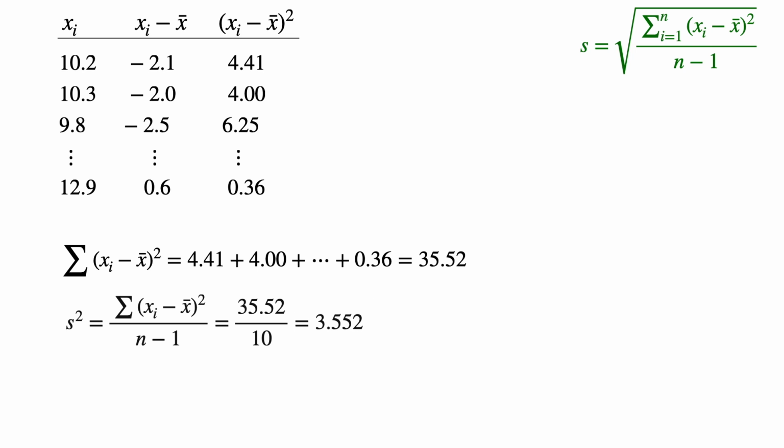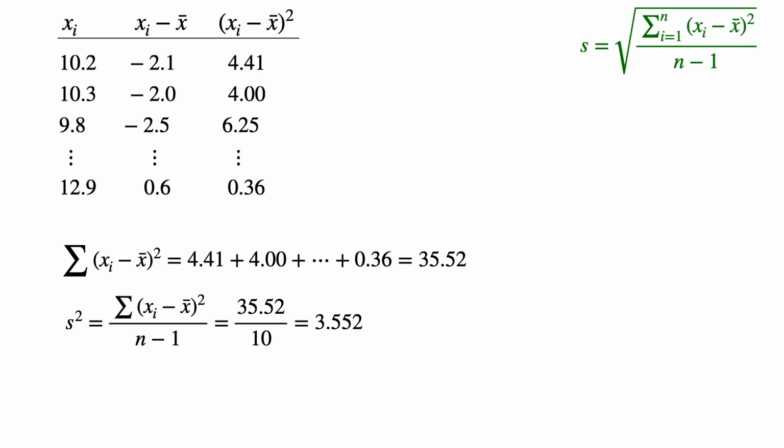Our next step is we want to divide by n minus 1. And don't get confused, because down at the bottom it says s squared, but that's just because we're not doing the square root part yet. So if we take our 35.52, which we got in the previous line, and we divide it by n minus 1, so we divide it by 10, we find that s squared, not s, but s squared is 3.552.